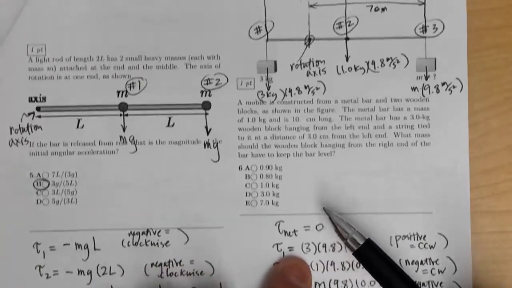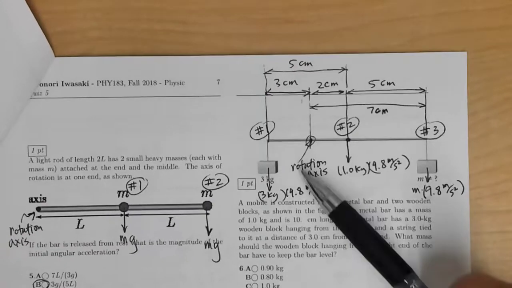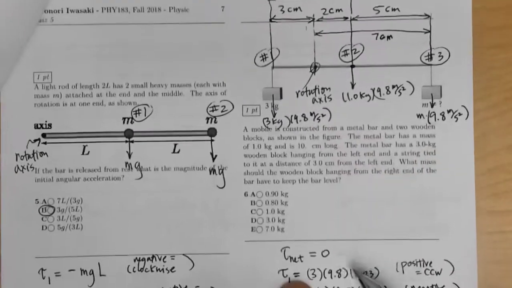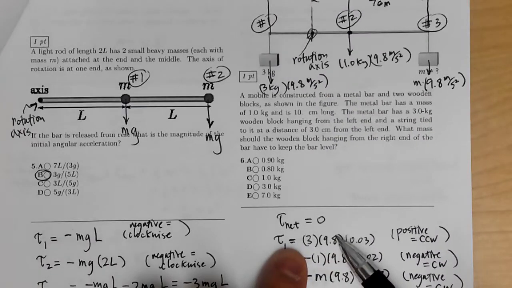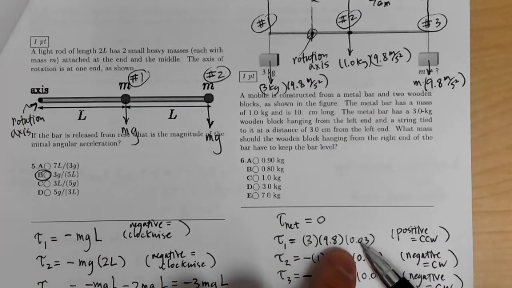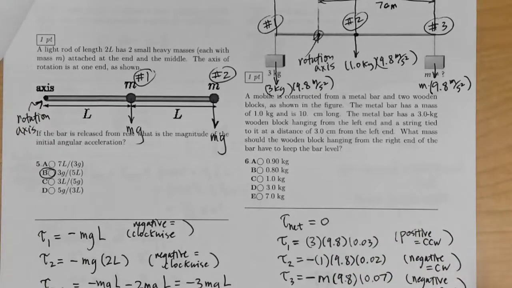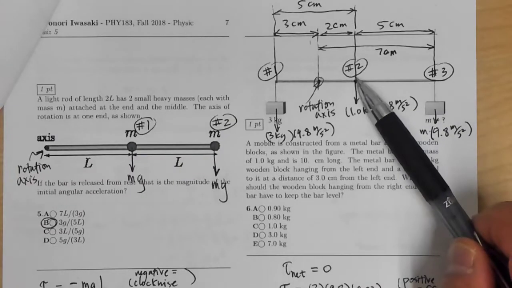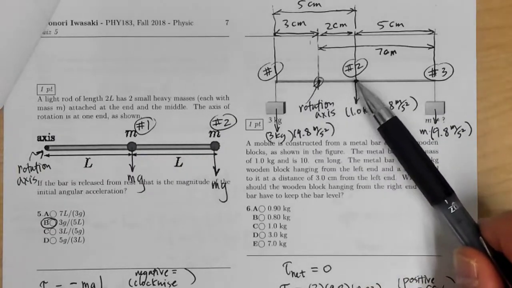I mislabeled here. The torque for force number 1 is 3 times 9.8 times the lever arm distance, that's 0.03 in meters. That's positive because it's counterclockwise. And then for number 2, it's going clockwise, so it's the negative sign.